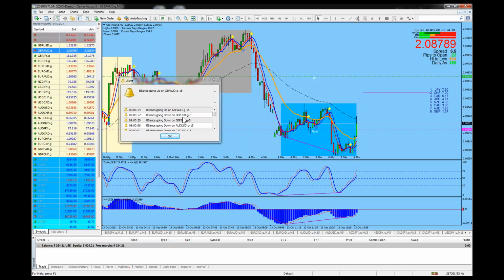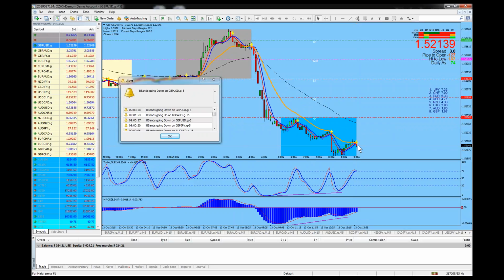This is pound dollar. Let's take a look at pound dollar. B-band going down on pound dollar. That looks nice. We're way overbought here on the oscillator. We've got mostly red up here, which is good. The pound is weaker than the dollar by at least 2, so that's good.